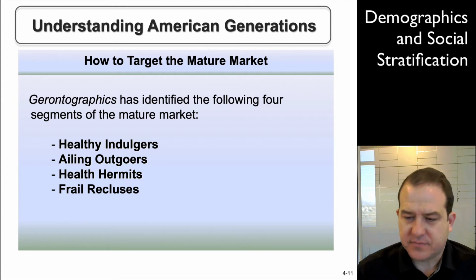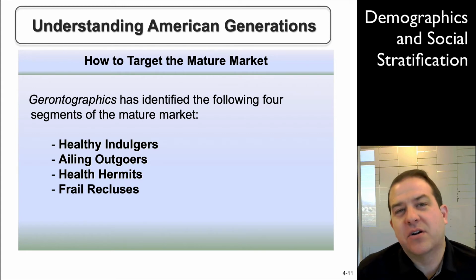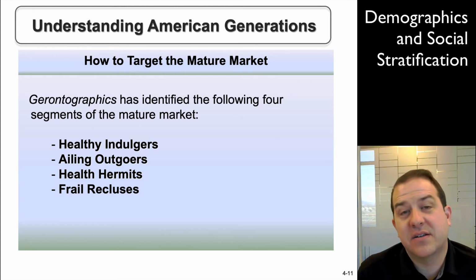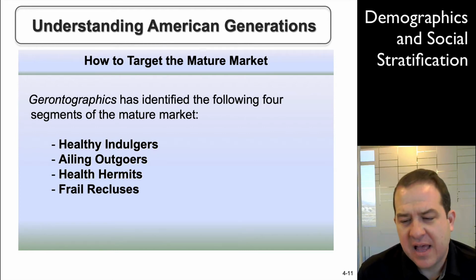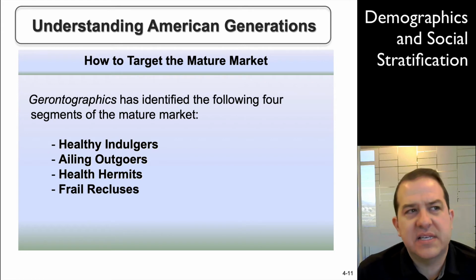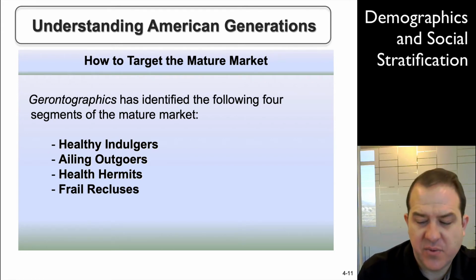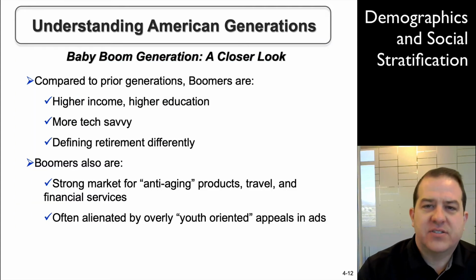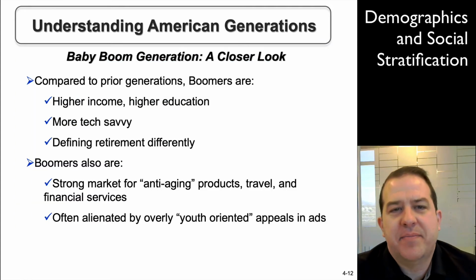Once you have that frame, you can start looking around, seeing different ads on different networks, and you're like, oh, I see who that's aimed at. In fact, on TV, you can see what key demographic the network probably thinks is watching. That's another way to look at that. All right, so let's look a little bit closer at the baby boom generation.